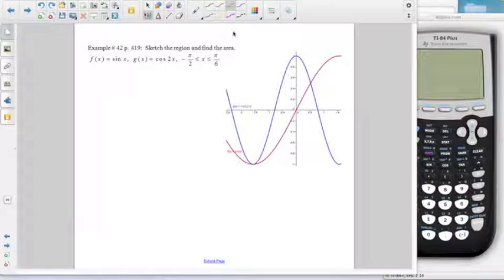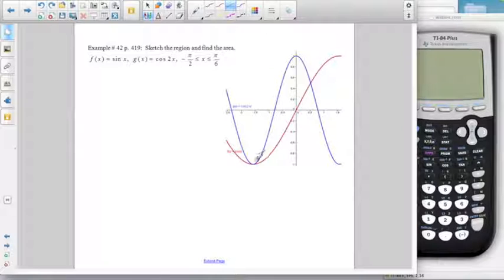For this example, it involves a little bit of trigonometry here. We've got a sine function and a cosine function. We're looking at minus pi over 2. So if we look at minus pi over 2, that is this location here. So we're looking at a region from minus pi over 2 to pi over 6, which are the two regions where the functions intersect. And so we're looking at this green region here.